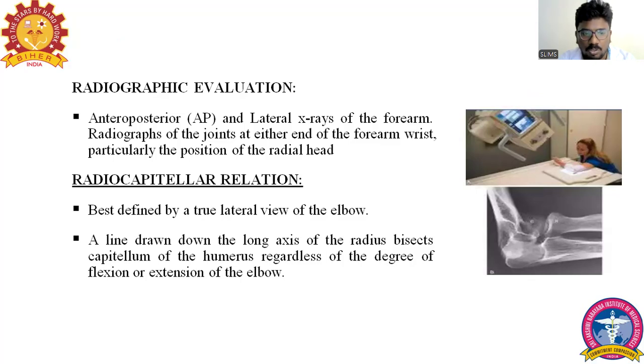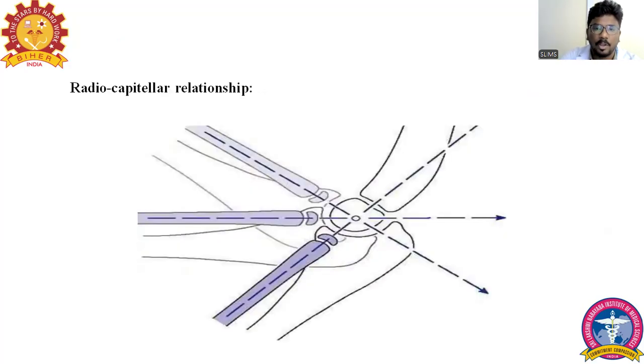So basically, you should know that a line drawn along the long axis of the radius bisects the capitulum of the humerus, regardless of the degree of flexion or extension of the elbow. This is the most important point. Whether you keep the elbow in flexion or extension, it doesn't matter. The line drawn along the shaft of the radius will always bisect the capitulum of the humerus in any position. So in case of dislocation of the radial head, we can easily diagnose it radiologically. This is the radiocapitellar relationship.